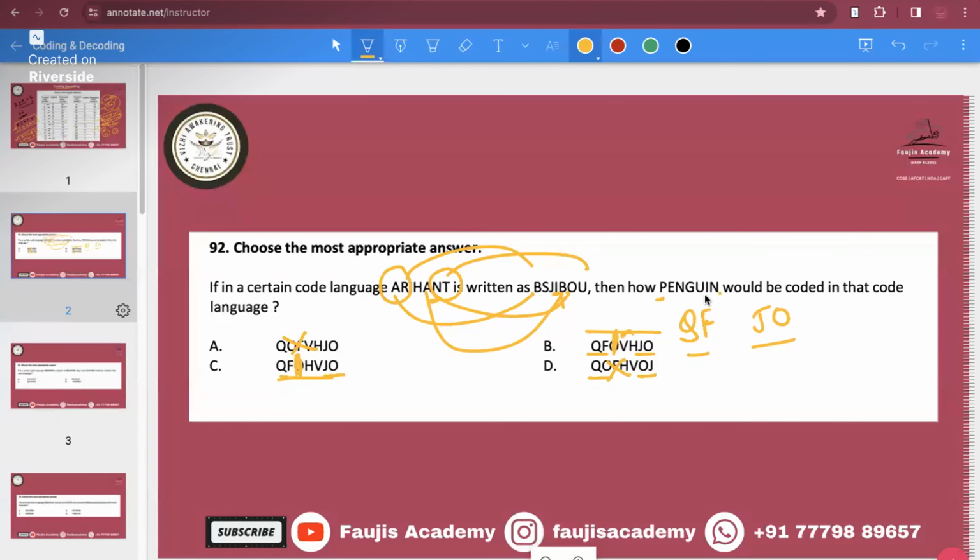So the third last is U, STU. What is the next one? V. So the third last was supposed to be V and not H. Right. So which one is the correct answer? C is your correct answer. Right, guys? Cool, easy one.